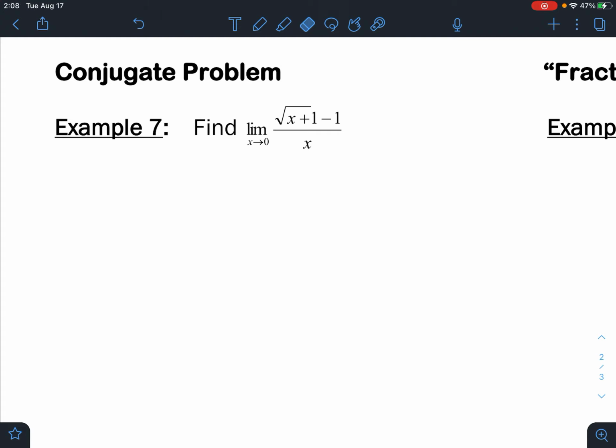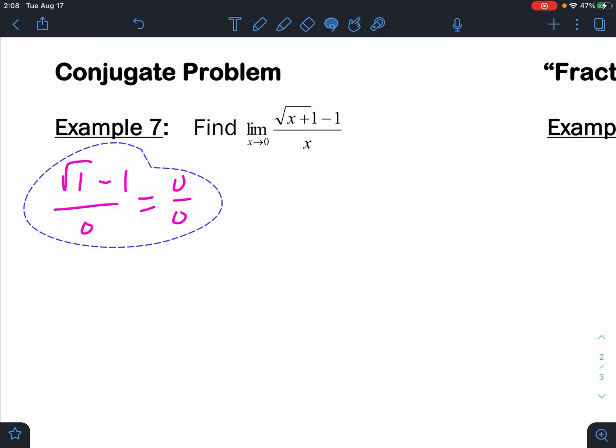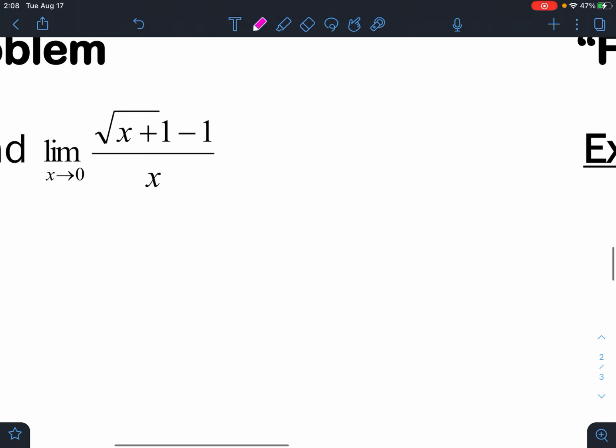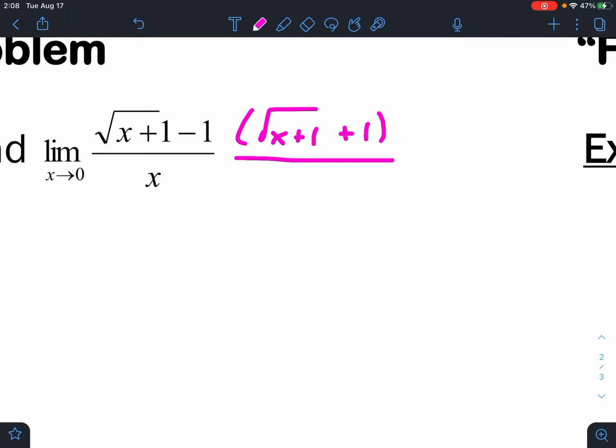So we want to start by putting 0 in. Unfortunately, you're going to get root 1 minus 1 over 0, which is, of course, 0 over 0. So again, that tells us the limit does exist. So how do we find it? For problems such as this, you're going to multiply by the conjugate of, in this case, the numerator over itself.